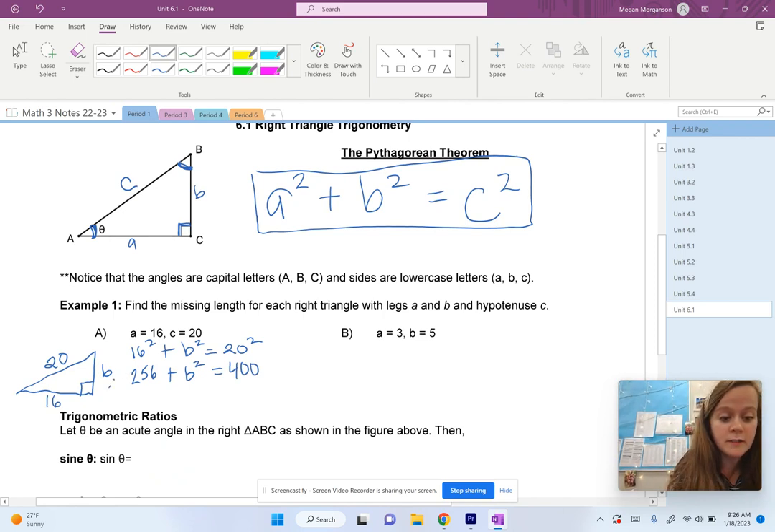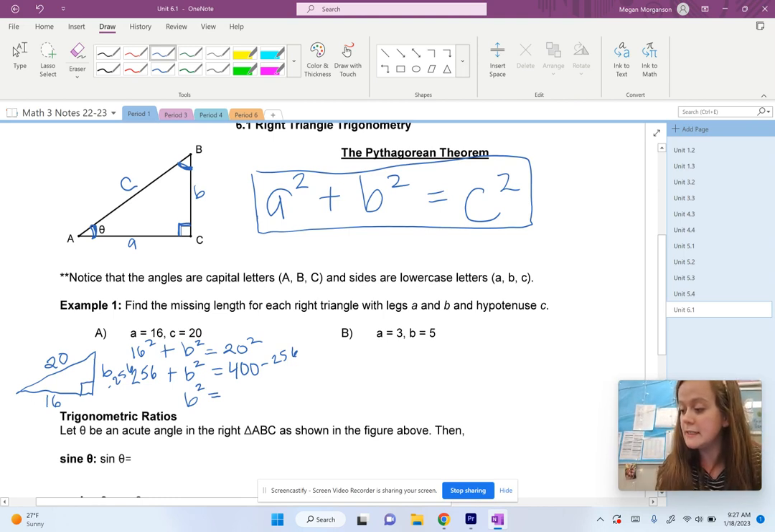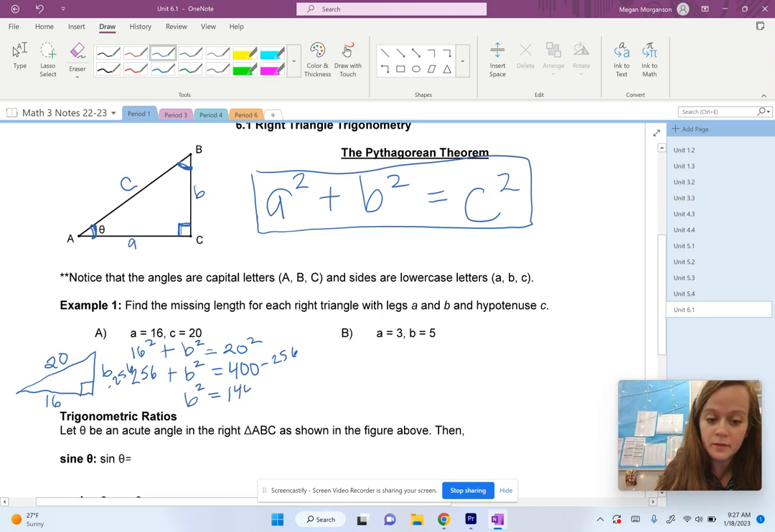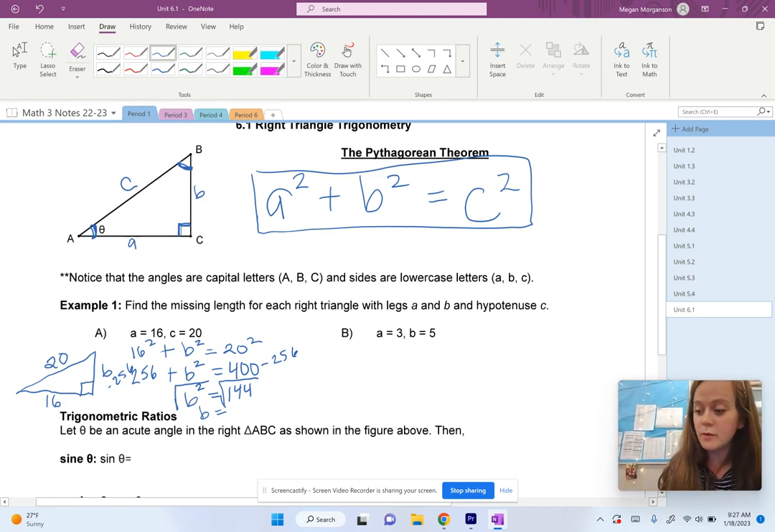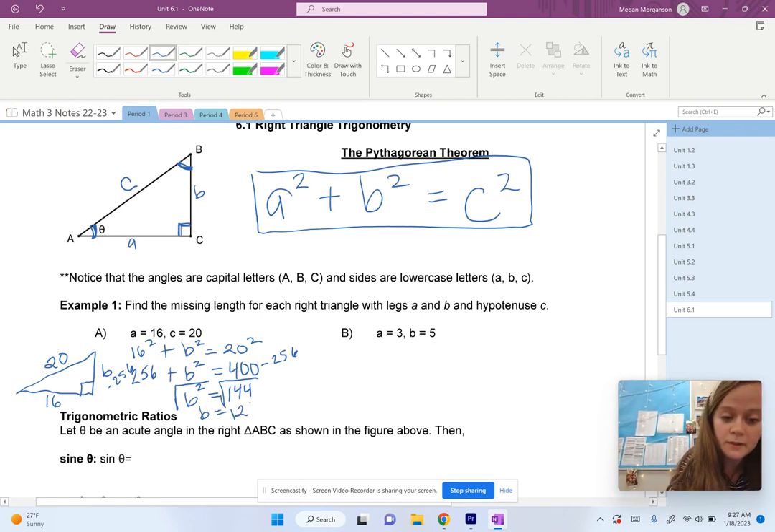Now I need to solve for b, so I need to get it by itself. I'm going to subtract 256 from both sides. And so I'm left with b squared on that side. 400 minus 256 is 144. So now we know that b squared is 144, but we want to know just what b is, just what that length is. So in order to get rid of the squared, I need to do square root on both sides. That's like the opposite of squared. So square root of b squared is just b. Square root of 144 is 12. So that missing length right there is 12.